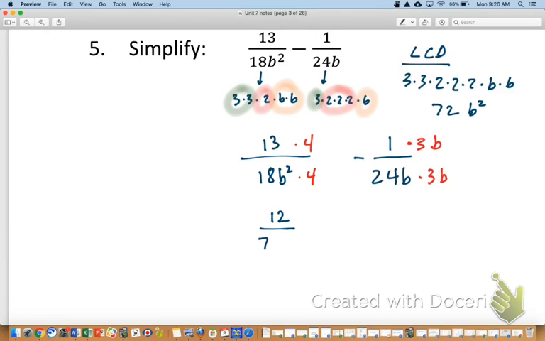So it's 12 over 72b squared minus 3b over 72b squared. That's 52, not 12. Oh, 52. Somehow I read 4 times 3. How about 52? There we go. Thank you. It happens. That's how you get stuff wrong in this concept. So, once you got a common denominator, what do you do with your denominators? You keep them the same. What do you do with your numerators? You can't really combine them, but you do subtract, right? So it's 52 minus 3b.